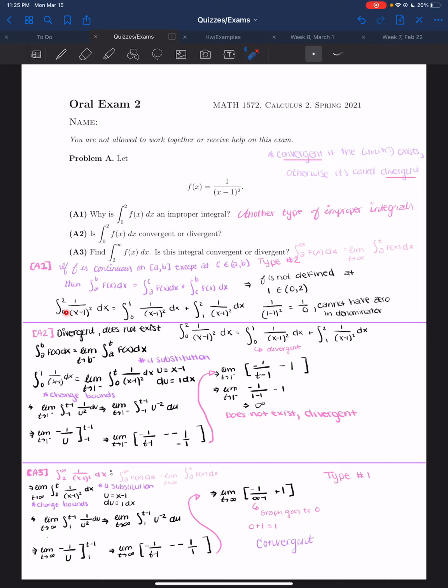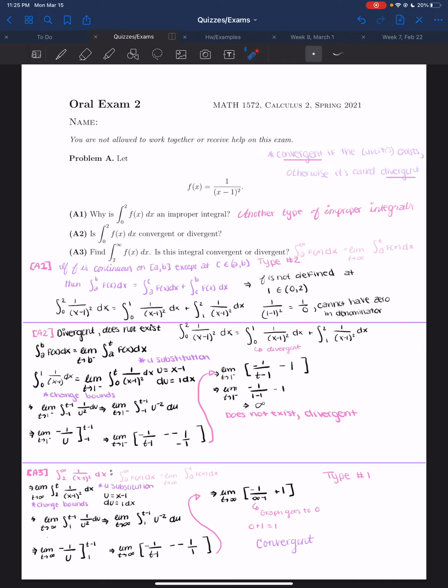And because 1 is in between 0 and 2, f is not defined here at 1, because we can see this by plugging 1 into x. So we have 1 over 1 minus 1 squared, so then you'll just get 1 over 0, and you cannot have 0 in the denominator. It does not exist here. It's not defined, so this is why this is a type 2 improper integral.